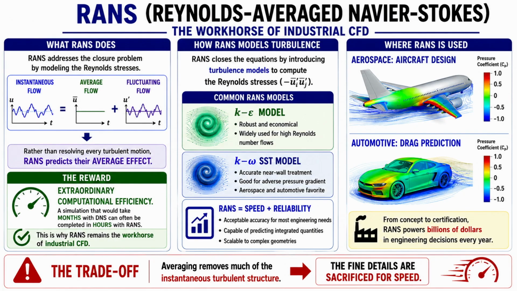Reynolds-averaged Navier-Stokes, or RANS, addresses the closure problem by modeling the Reynolds stresses. Rather than resolving every turbulent motion, RANS predicts their average effect. The reward is extraordinary computational efficiency. A simulation that would take months with DNS can often be completed in hours. This is why RANS remains the workhorse of industrial CFD, but averaging also removes much of the instantaneous turbulent structure. The fine details are sacrificed for speed.